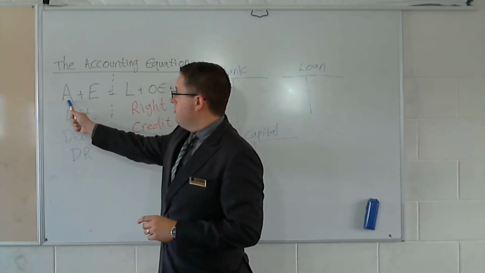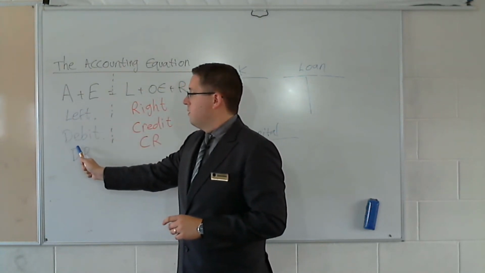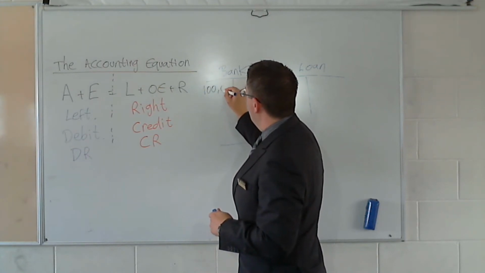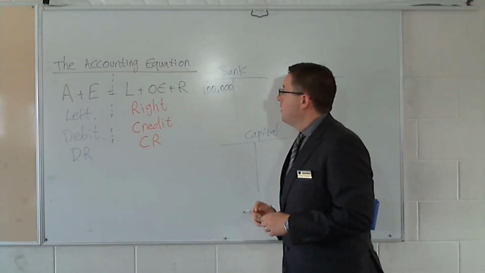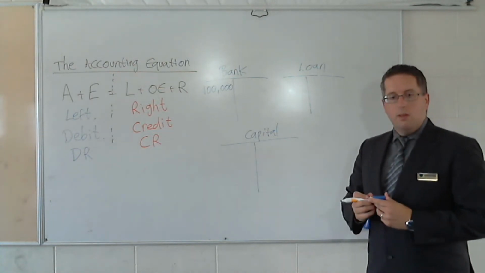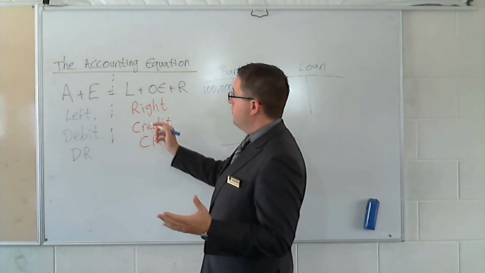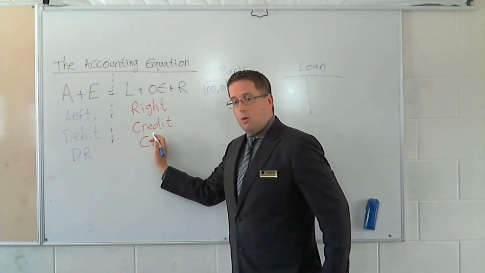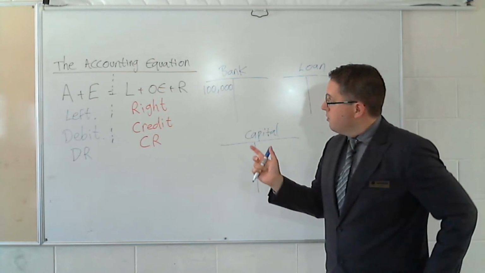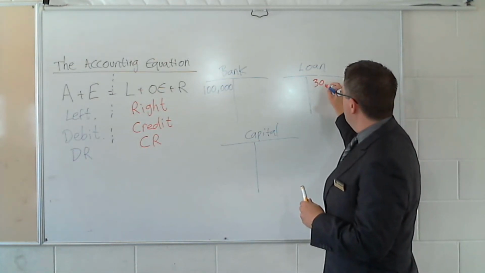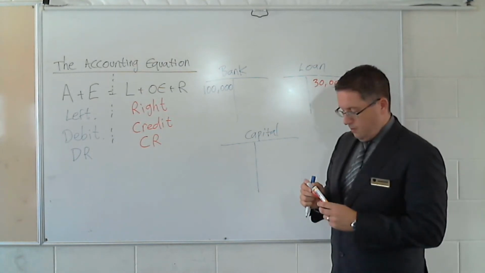Now we're told that an asset is normally on the left, normally a debit. So that $100,000, that's on the left-hand side. Now we're told that they have a loan from the bank. So liability, they have to pay the money back. That's normally recorded on the right-hand side. So let's go up here. That's $30,000 on the right-hand side.